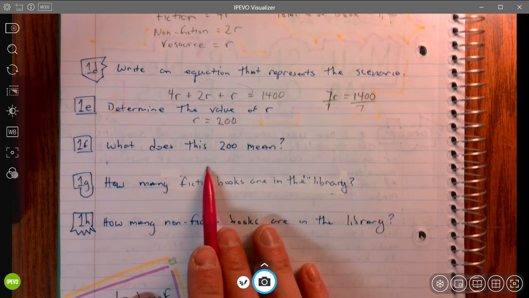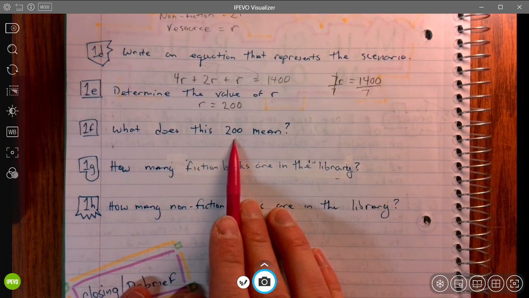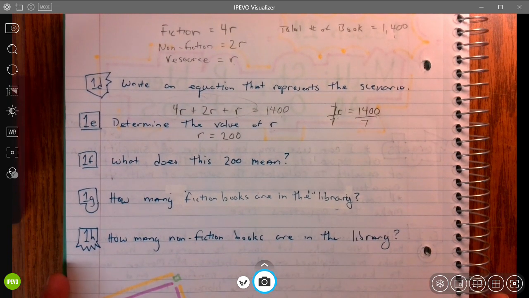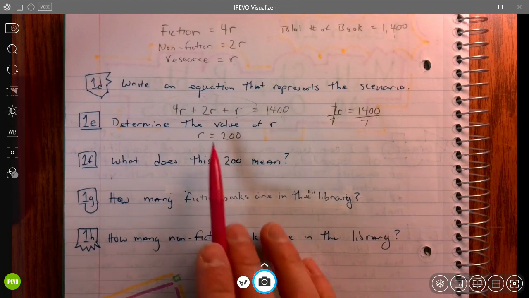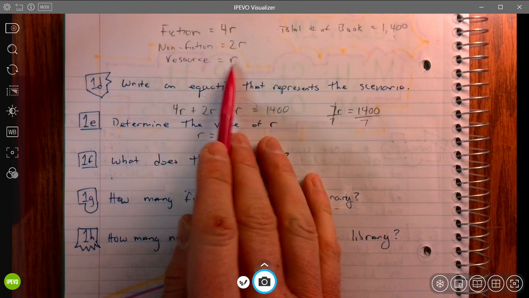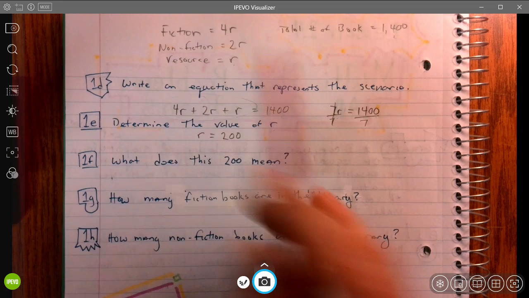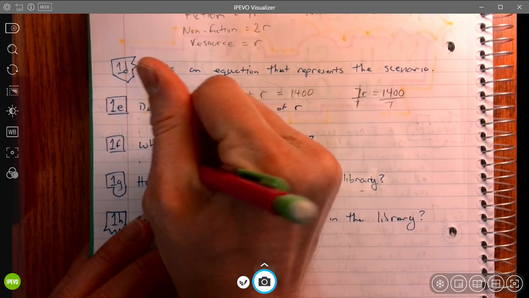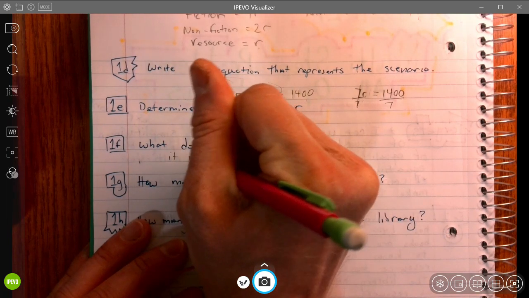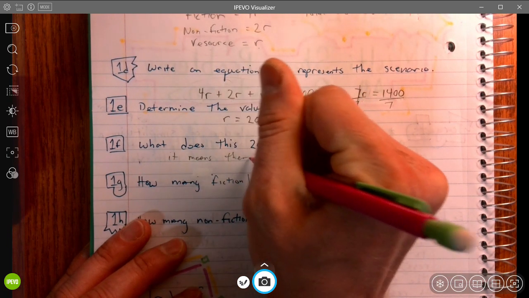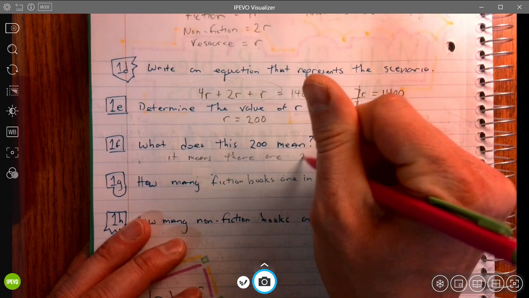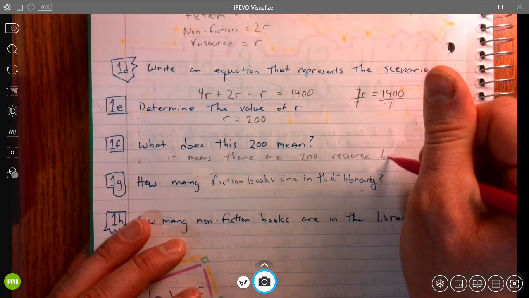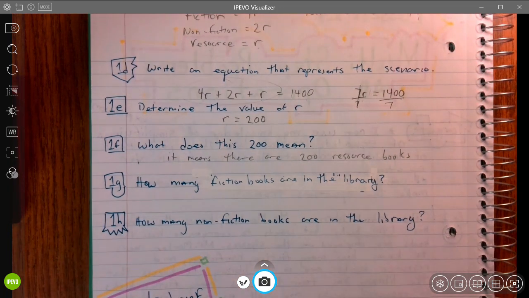But now we need to interpret, what does that 200 mean? Well, let's go back to our little key that I made up at the top of the page here, right? R is the number of resource books. So what does this 200 mean? It means there are 200 resource books in the library.